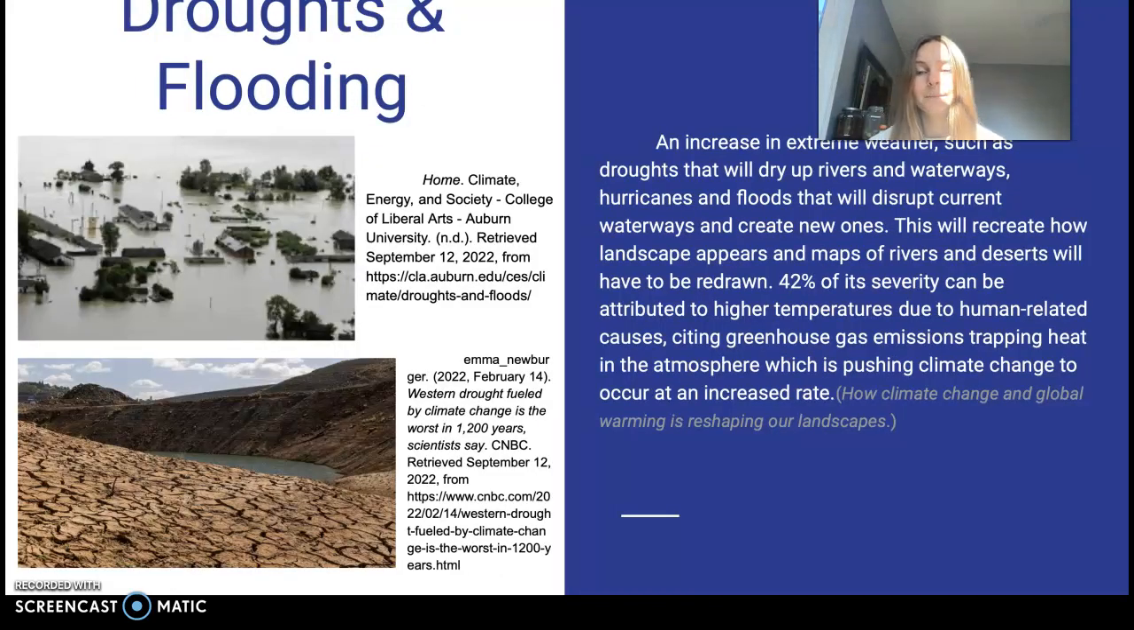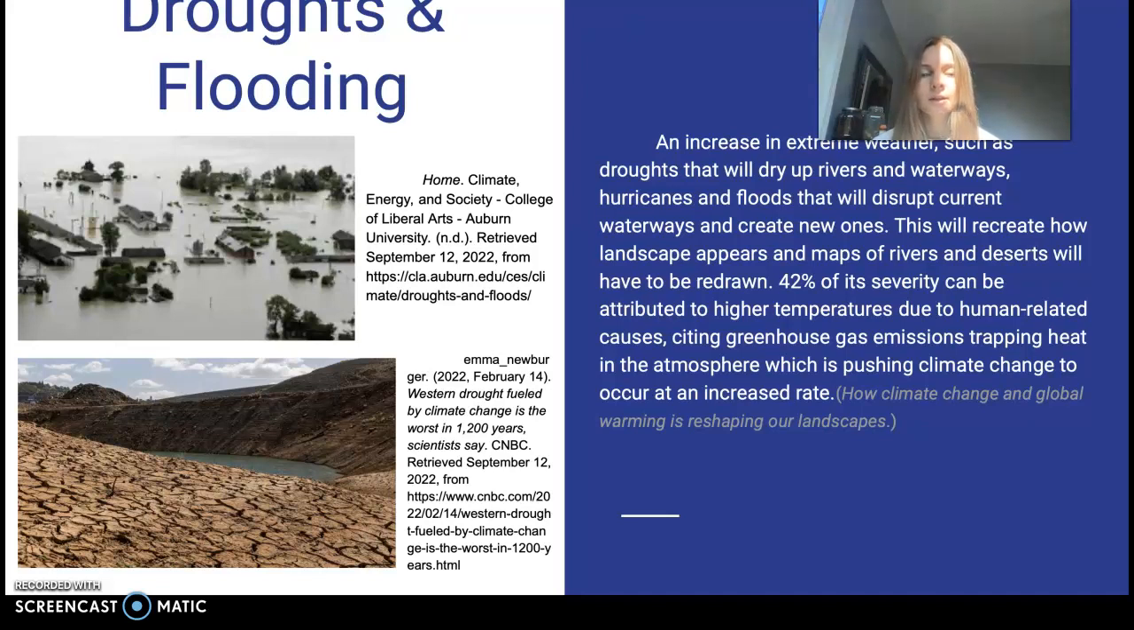Droughts and flooding. As you can see on the far left, the two examples are two extremes of the scale. You have houses underwater and you have lakes that are dried up and now have desert-like features. An increase in extreme weather, such as droughts, will dry up rivers and waterways. On the other hand, hurricanes and floods will disrupt current waterways and create new ones. This will recreate how landscape appears, and maps and rivers and deserts will have to be redrawn.